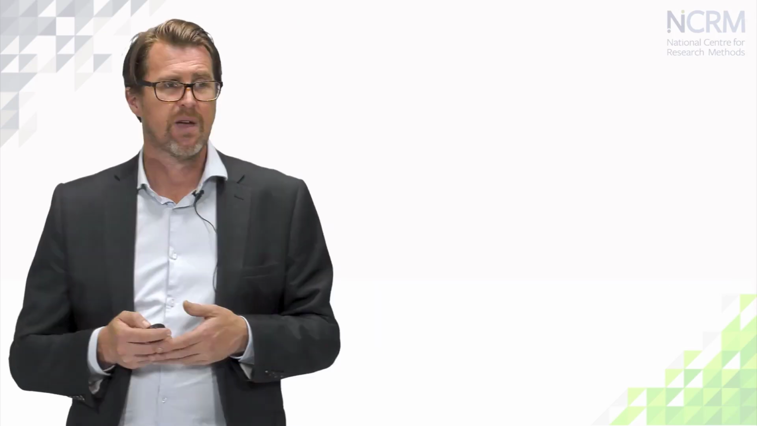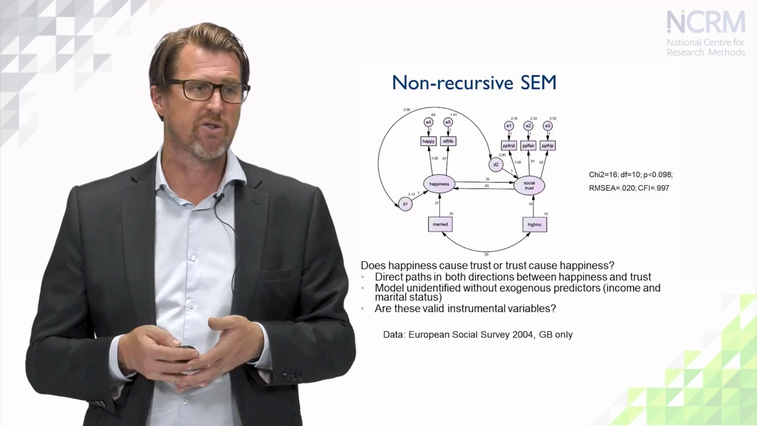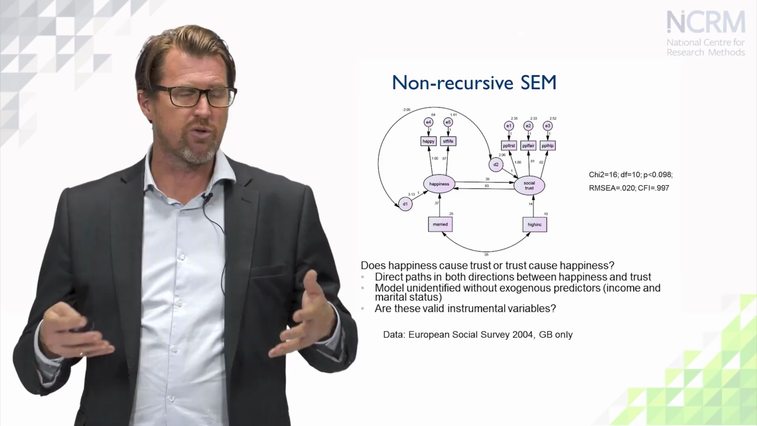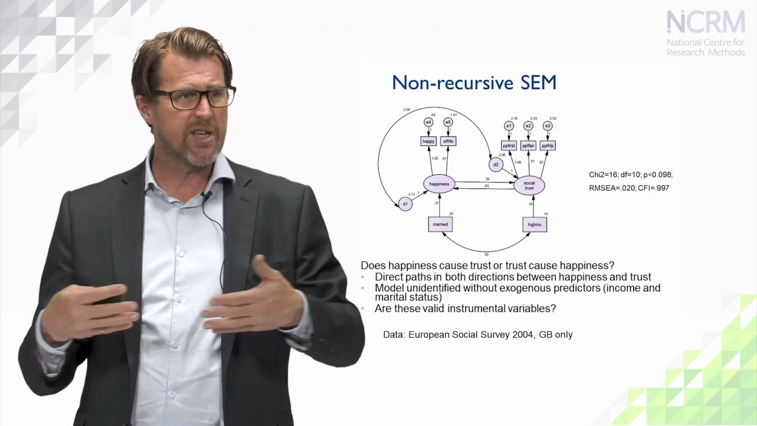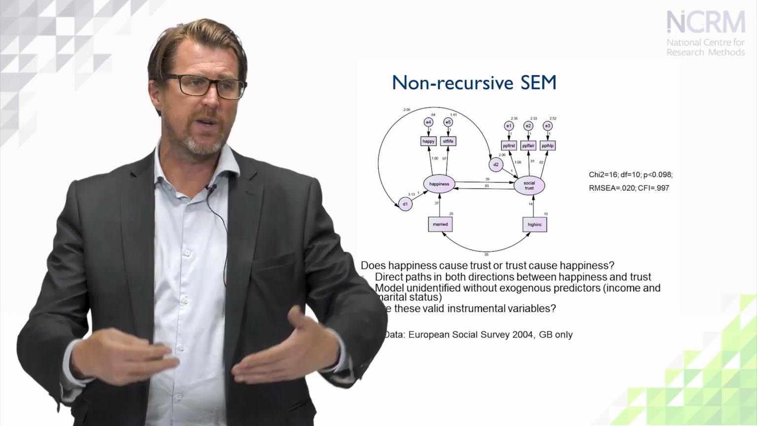So again, this is something of a caution, because non-recursive models are easy to specify. Here's an example, again using the European Social Survey data, where we're looking at the relationship between life satisfaction, happiness and social trust. Scholars have been interested in what the relationship is here, and this model specifies reciprocal causality between these variables.